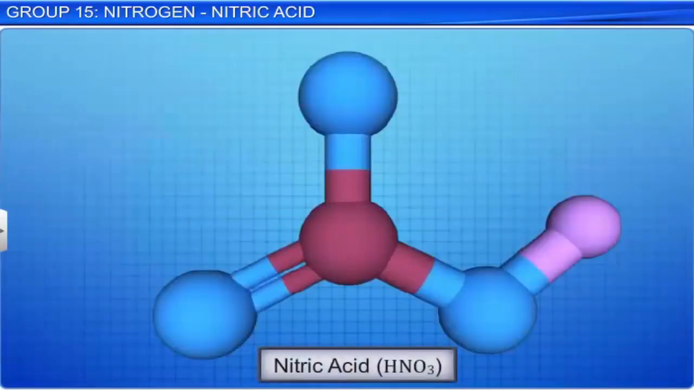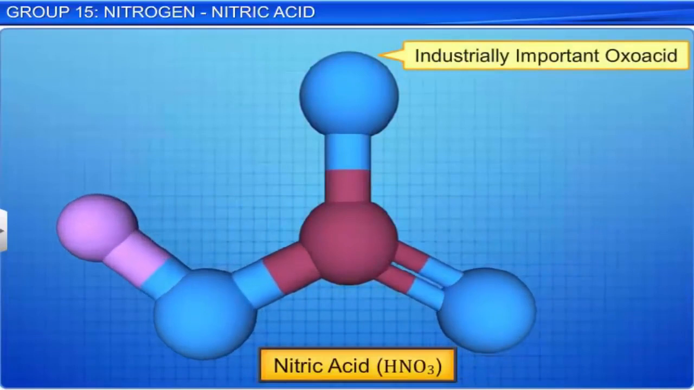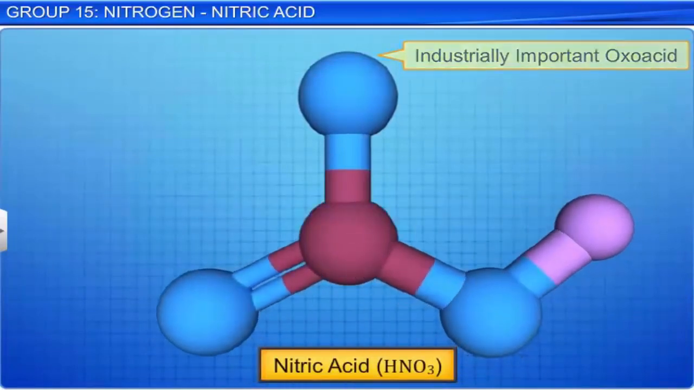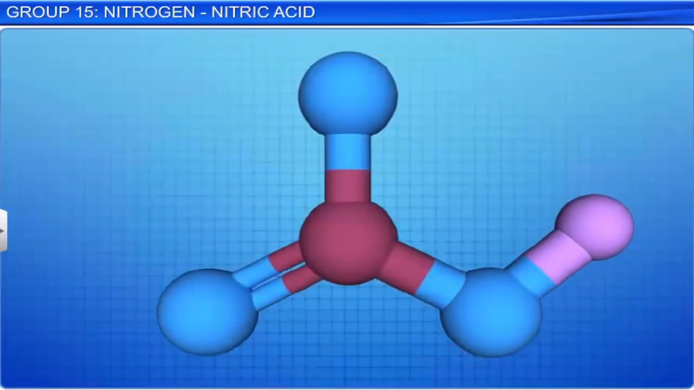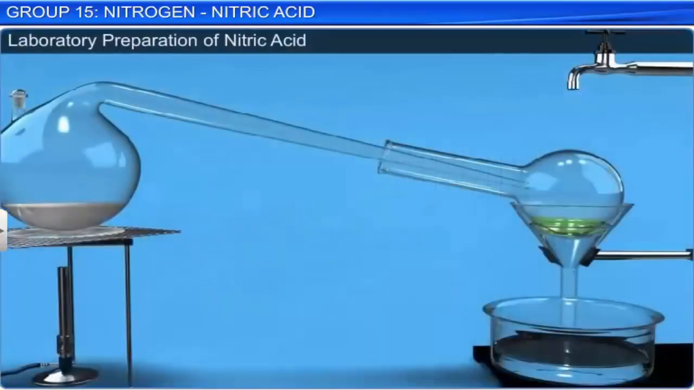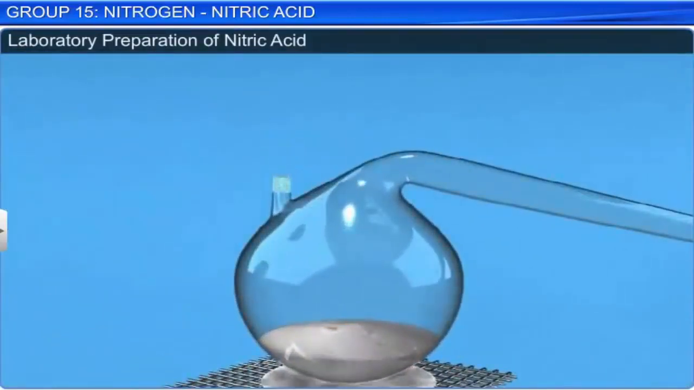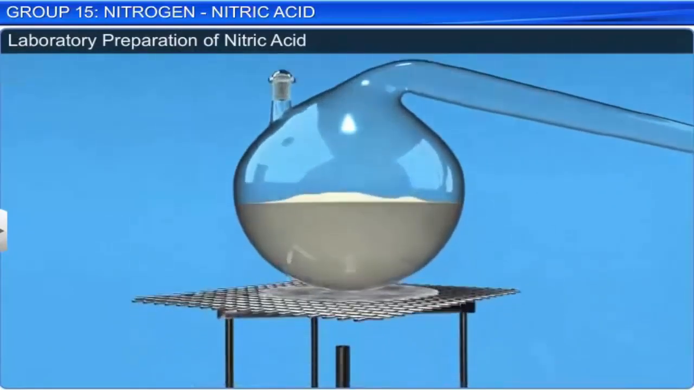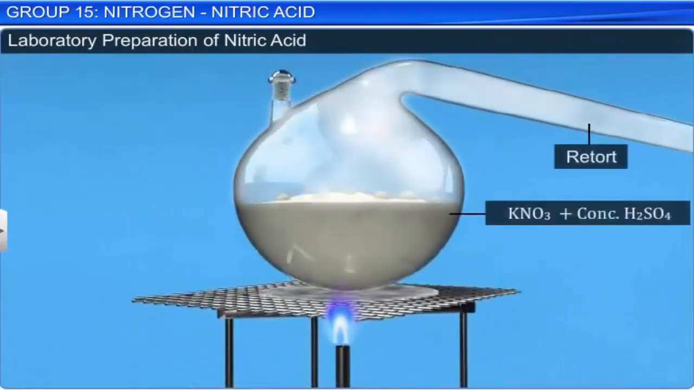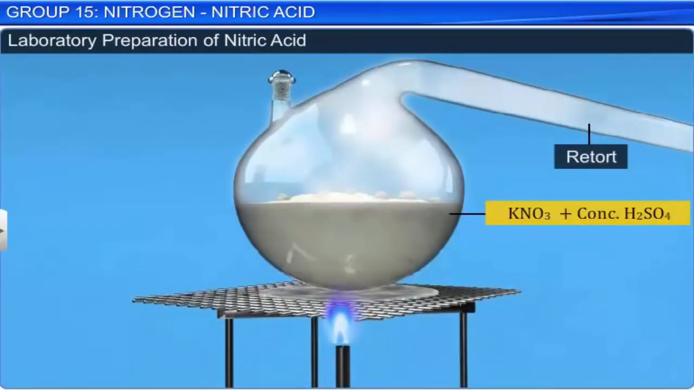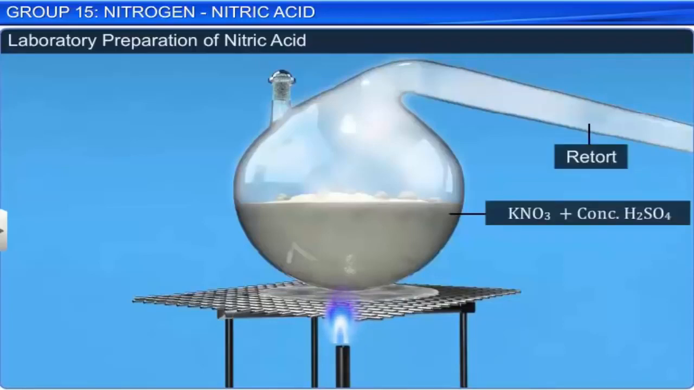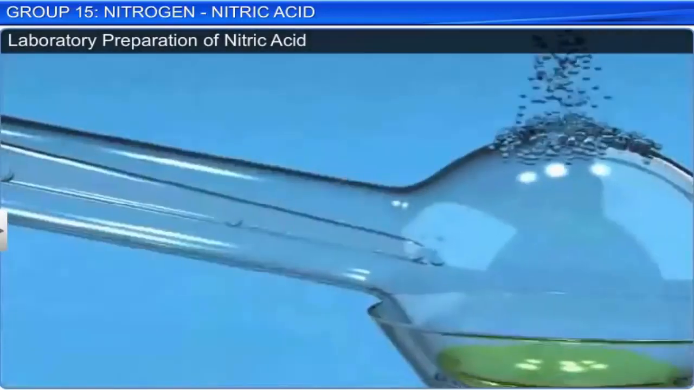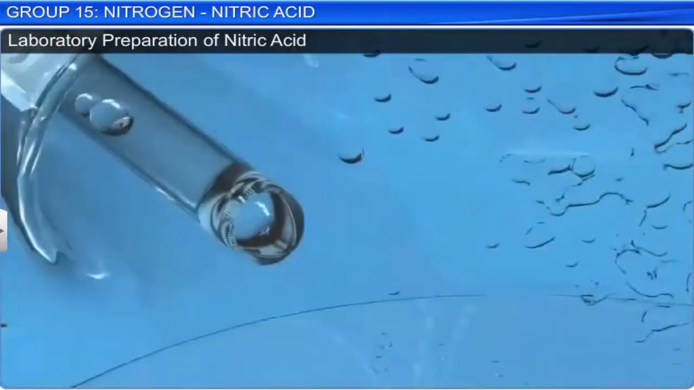Of these, nitric acid is an industrially important oxo acid. Let us first look at the various methods to prepare nitric acid. In the laboratory, nitric acid is prepared by heating potassium nitrate or sodium nitrate with concentrated sulfuric acid in a retort. The vapors obtained are condensed in a water-cooled receiver.